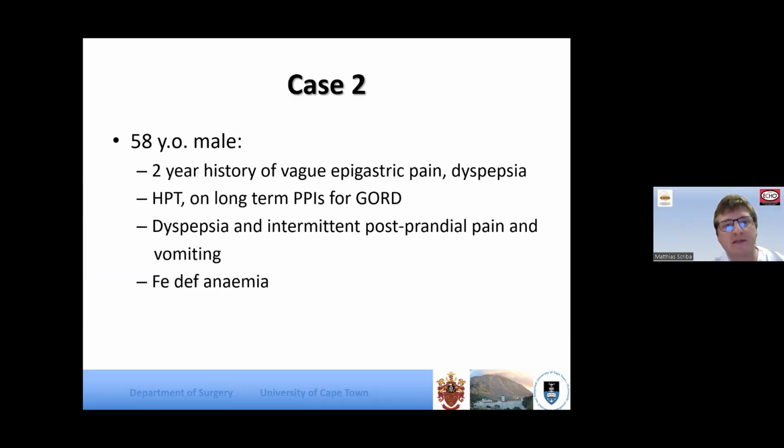Okay, we're going to change tack slightly and give you another case just to give one or two points about endoscopy in general and where we can miss things in the stomach. So here's a 58-year-old male who came with a 2-year history, quite similar to the previous case, of vague epigastric pain and dyspepsia. He had been on PPIs for a long time, and importantly had some intermittent pain after eating and sometimes on occasion vomiting. So there was concern of intermittent gastric outlet obstruction perhaps, and he was also anemic, with a microcytic iron deficiency anemia.